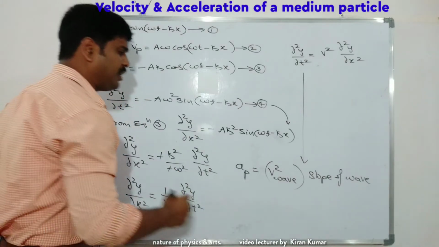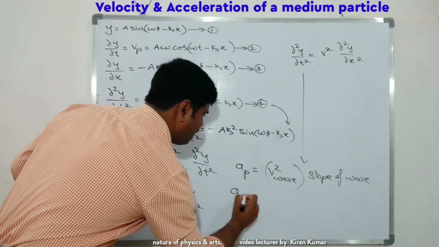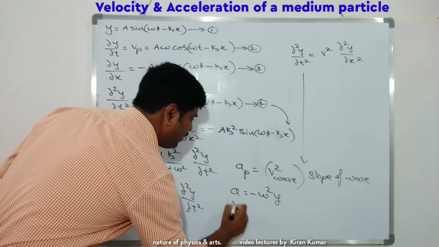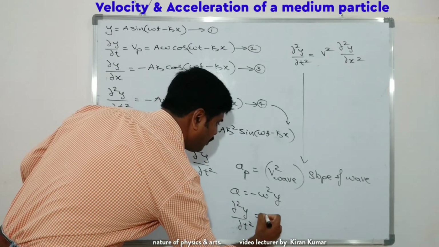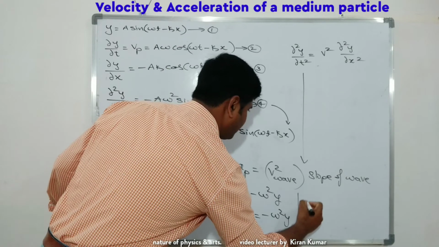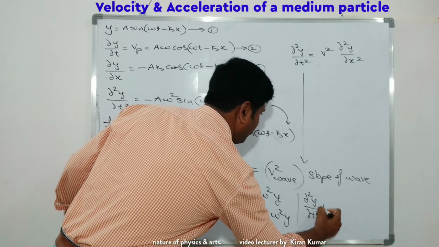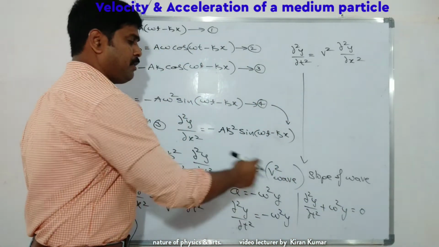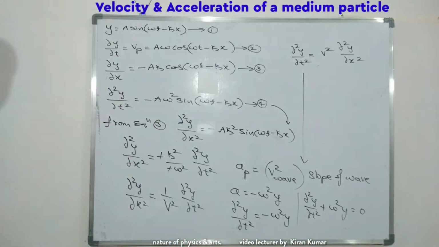Already we got one relation, that acceleration a is equal to minus ω² into y, that is ∂²y/∂t² is equal to minus ω² into y. Rearranging this equation, we can write ∂²y/∂t² plus ω² into y is equal to 0. This is the simple harmonic wave equation. Please copy this.